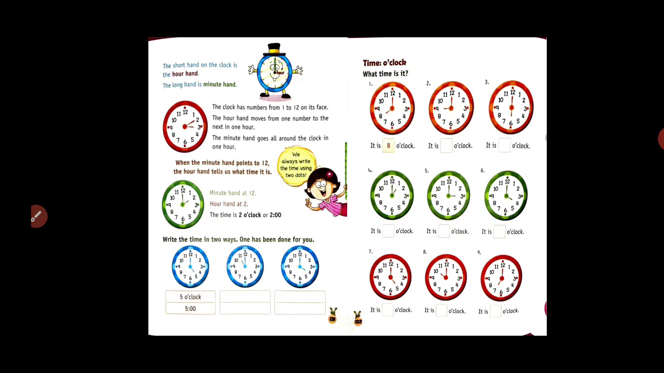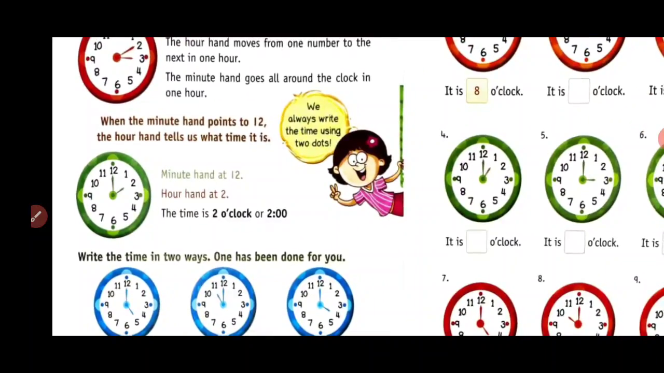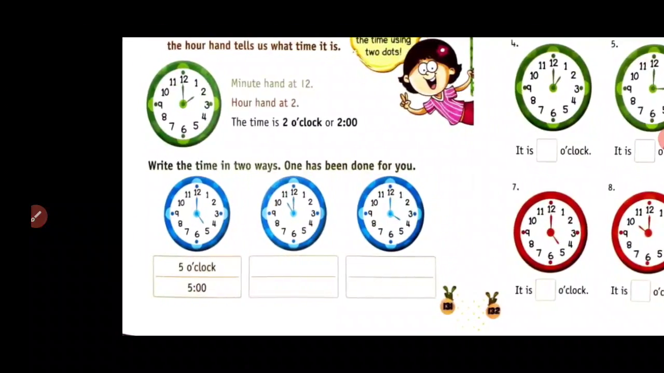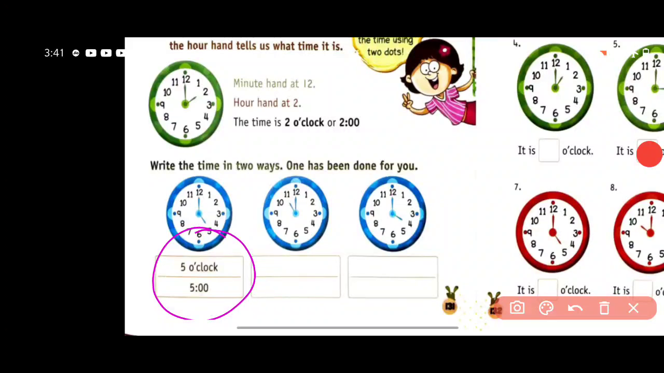After this, let's do some pages from your Maths is Fun. This is page 131. We have to write the time in 2 ways. One has been done for us. If you see in this first picture, the long hand is at 12 and the short hand is at 5. What is the time? It's 5 o'clock. And you have to write the time in both the ways.